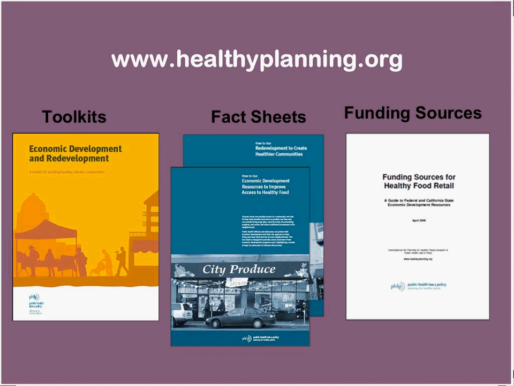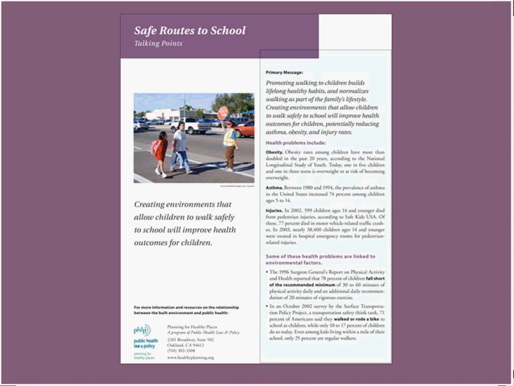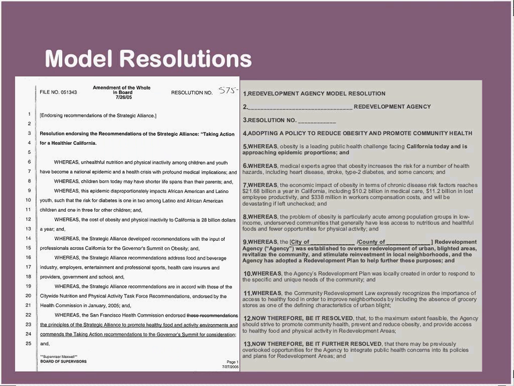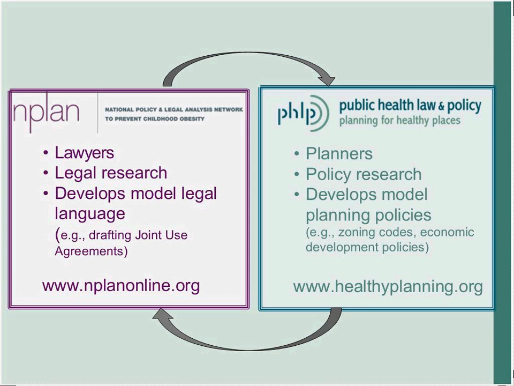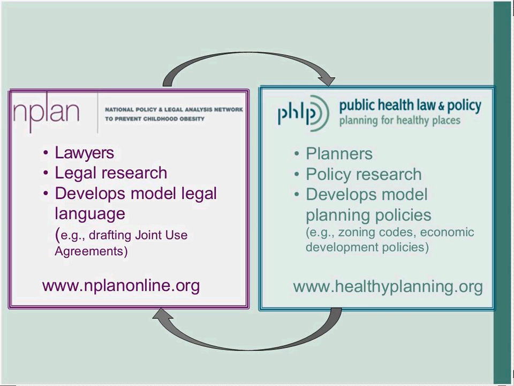On healthyplanning.org, we have our toolkits, fact sheets, and funding sources, as well as model policies. We have two sets of model policies on farmers markets and community gardens that are both comprehensive plan language and zoning regulation language, talking points for communicating with decision makers. We also have model resolutions.